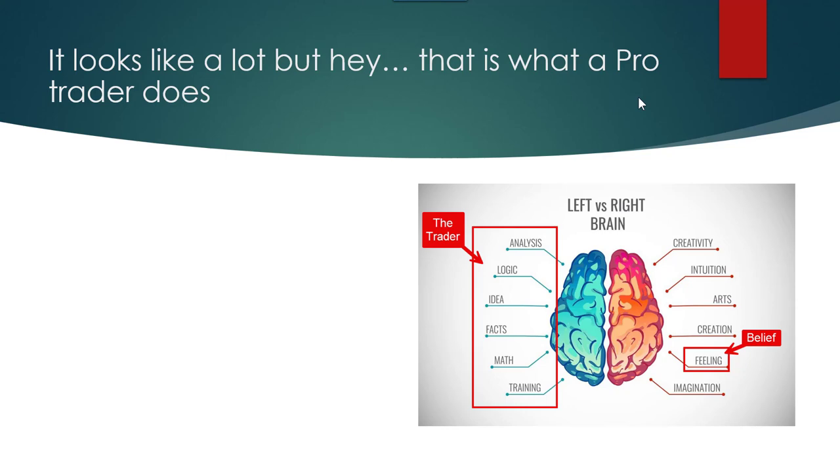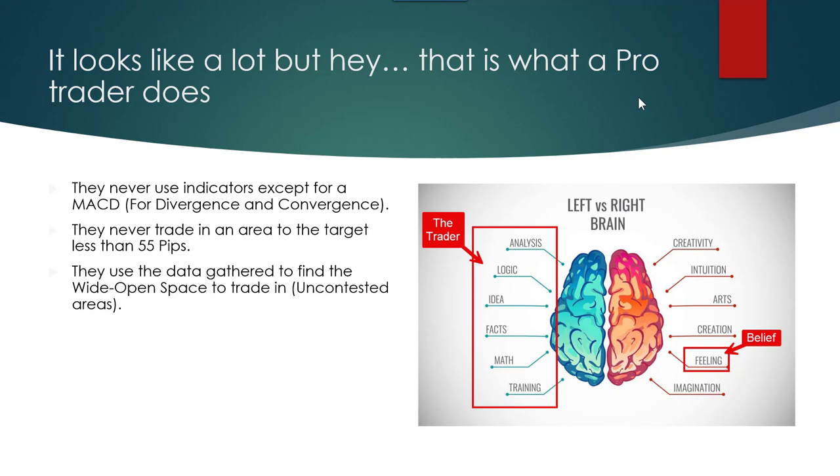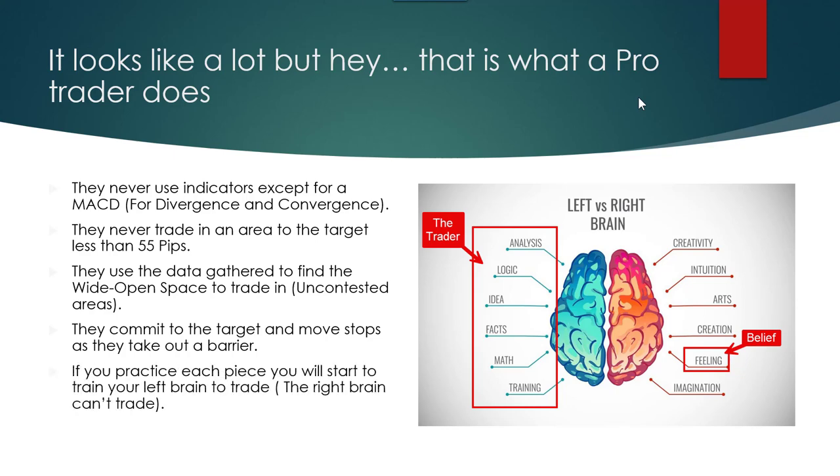They don't leave things to chance, all right? They never use indicators except for a MACD, and they use that for divergence and convergence. They never trade an area to the target that's got less than 55 pips, because that's a Fibonacci sequence number. They use the data gathered to find the wide open space to trade because it's an uncontested area. They commit to the target and move stops as they take out a barrier. And if you practice each piece, you will start to train your left brain to trade.